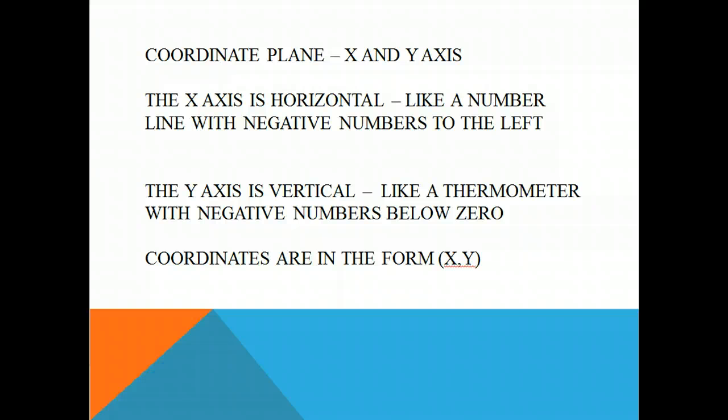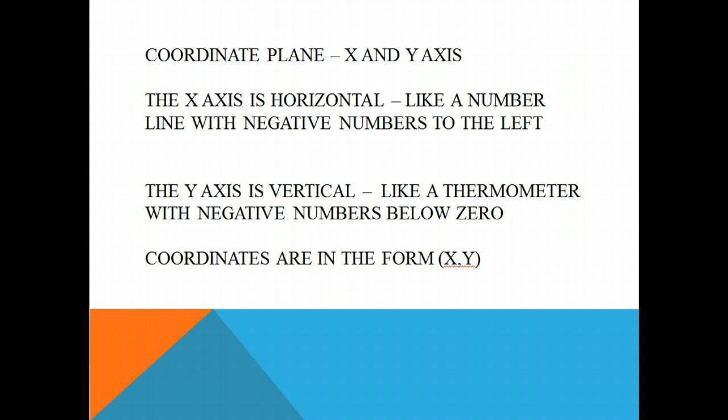We're going to be graphing on a coordinate plane. Remember, the coordinate plane has an x and a y-axis. The x-axis is horizontal, going left and right. It's like a number line. It has negative numbers to the left and positive to the right. The y-axis is vertical, up and down, like a thermometer, with negative numbers below, positive numbers above. Coordinates of points which we have been graphing are in the form x and y.